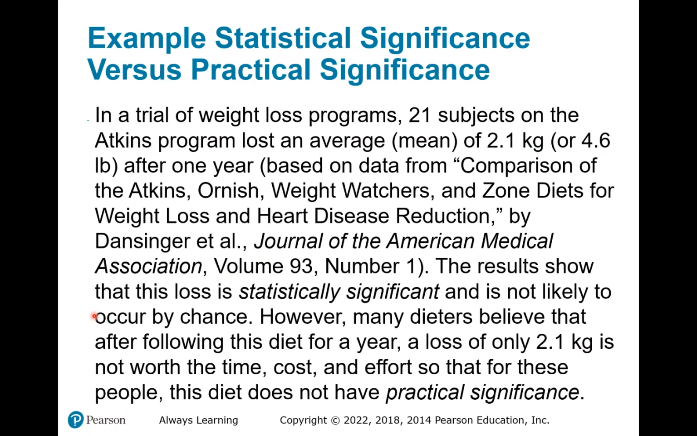In a trial of weight loss programs, 21 subjects on the Atkins program lost an average, or mean, of 2.1 kilograms. This is about 4.6 pounds. This was after 1 year. The results show in this study that this weight loss is statistically significant. So they were able to report these results and say that the Atkins program created statistically significant weight loss. That just means that the weight loss was not likely to just happen by chance.